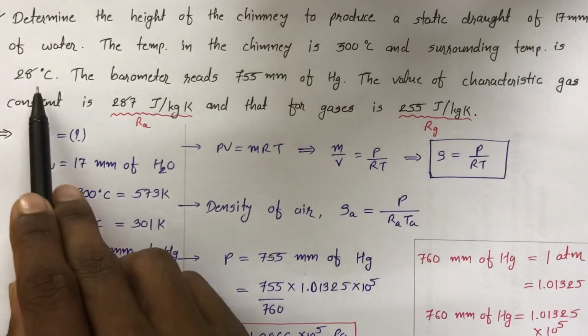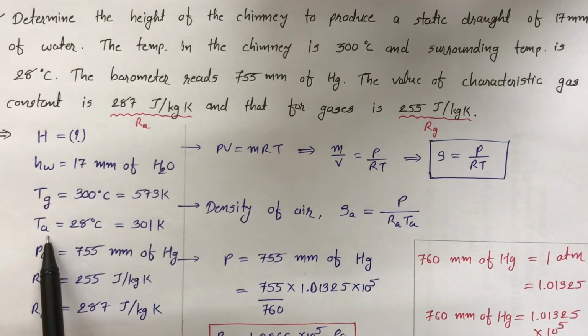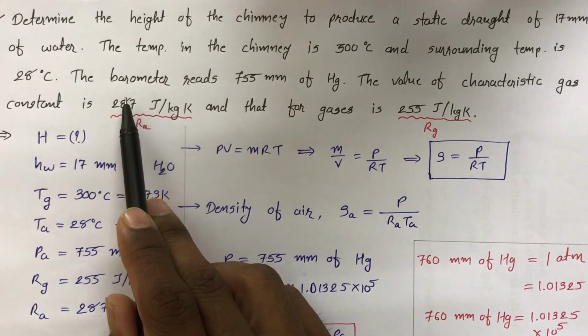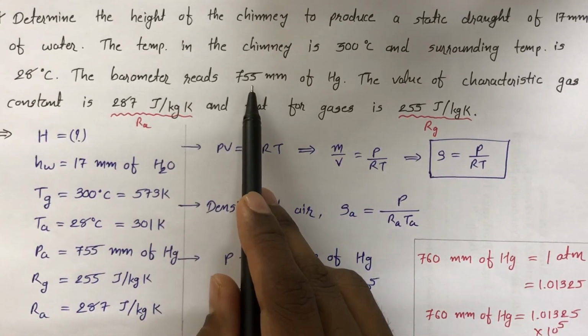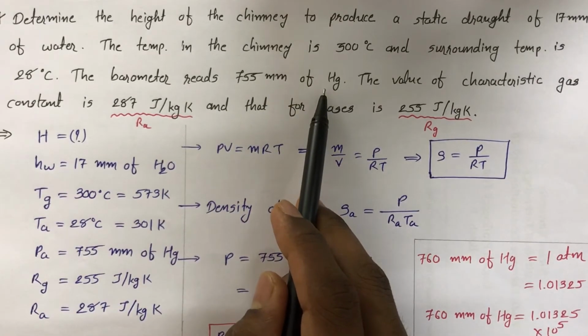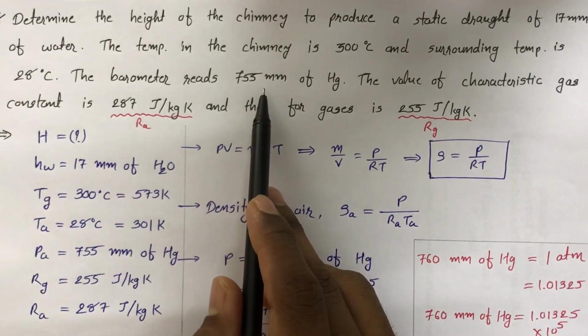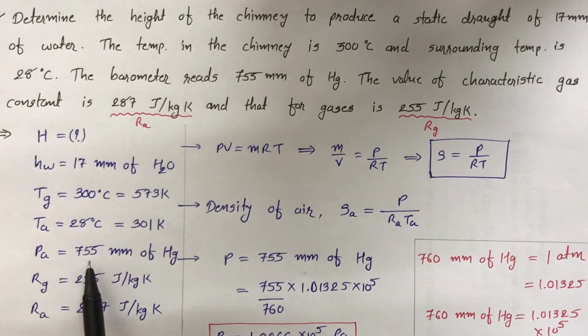Surrounding temperature is 28 degrees Celsius. Ta is equal to 301 Kelvin. Barometer reads 755 mm of Hg. Here atmospheric pressure is given to you. So Pa is equal to 755 mm of Hg.